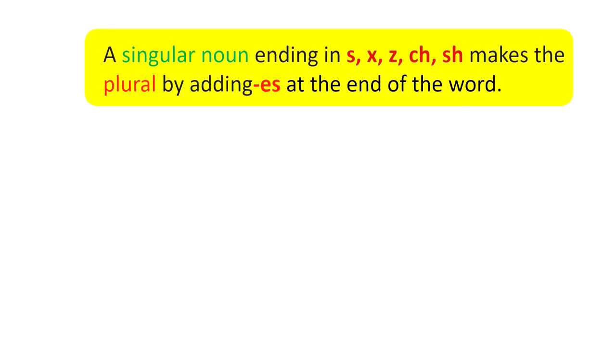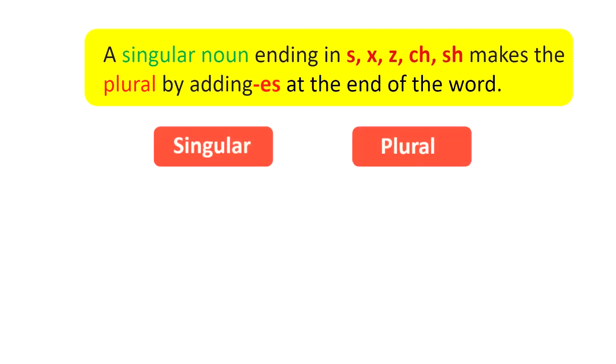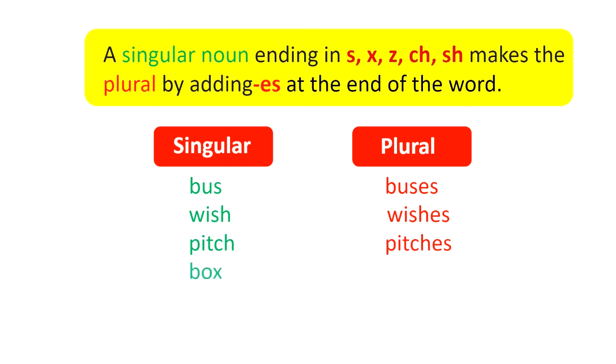A singular noun ending in S, X, Z, CH, SH makes the plural by adding ES at the end of the word. Let us know this with examples. Bus. Here, the plural of bus is buses. Wish, wishes. Pitch, pitches. Box, boxes. Here we can see that by adding es to the singular form, we form the plural forms.